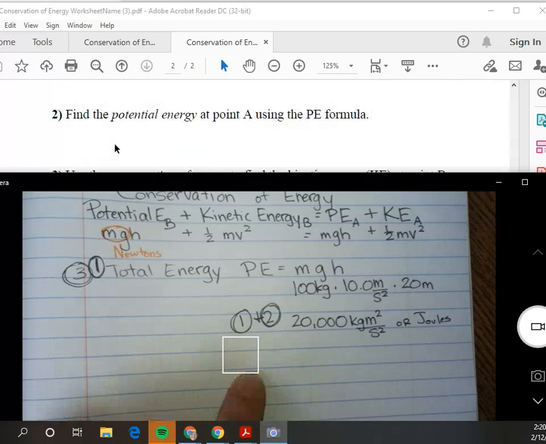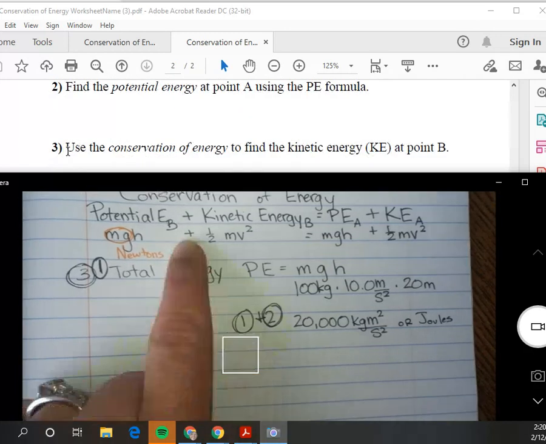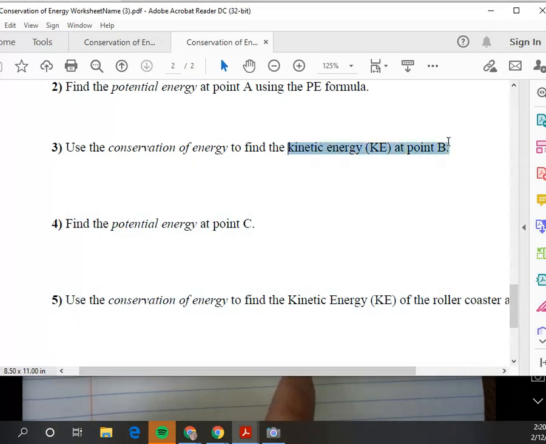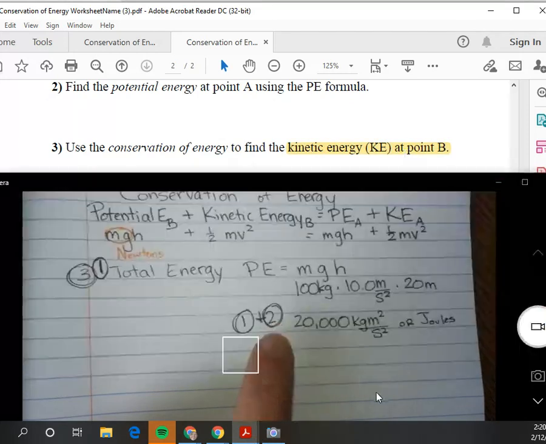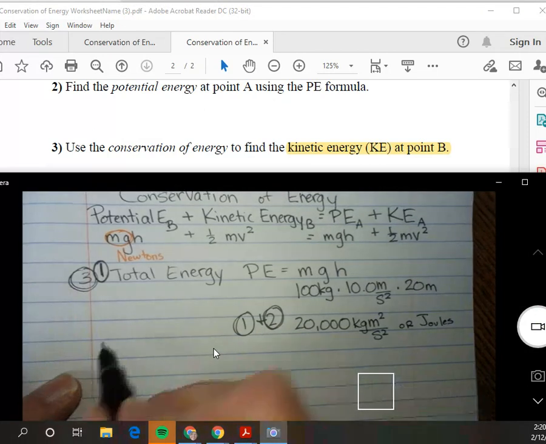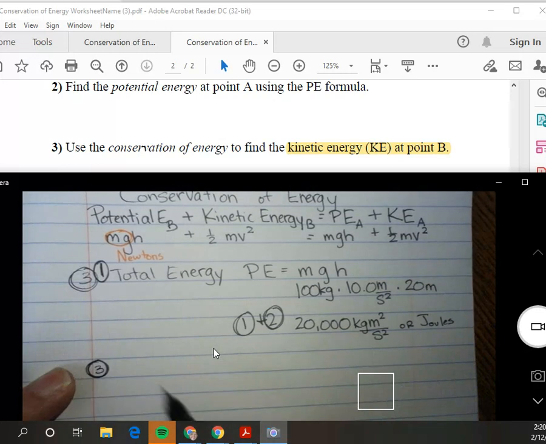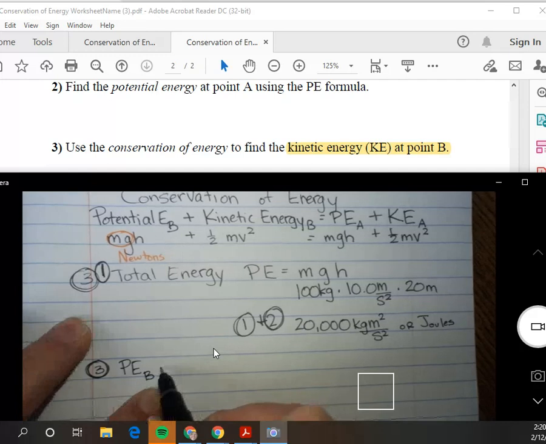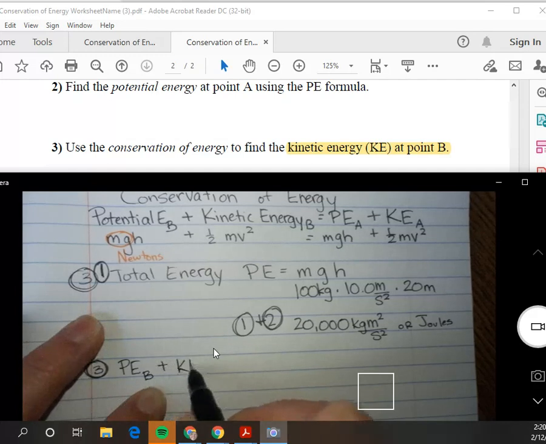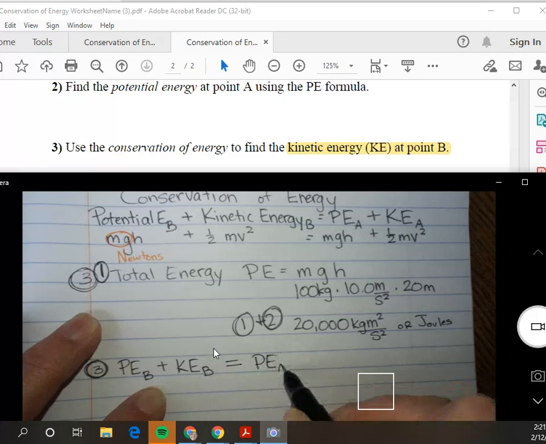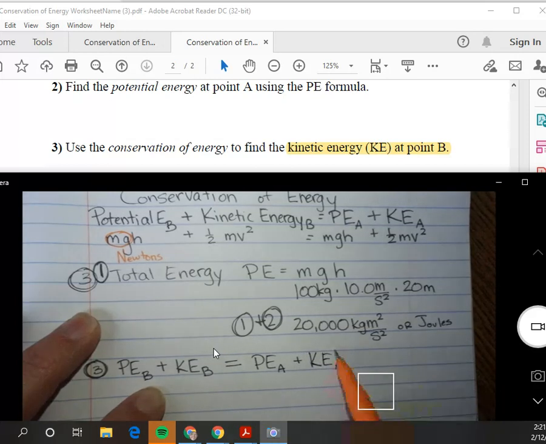So we did 2. Number 3 says, all right, now we're going to use this conservation of energy. Use the conservation of energy to find the kinetic energy at point B. Okay, that's critical in what we're looking at, because let's go ahead and lay out our problem. If we know that potential energy before plus kinetic energy before equals potential energy after plus kinetic energy after, we are looking for kinetic energy.